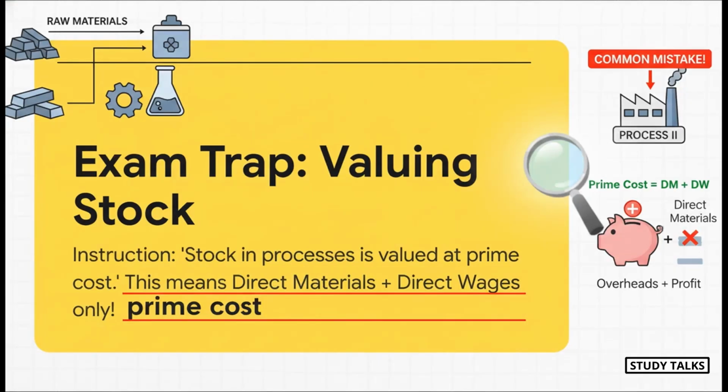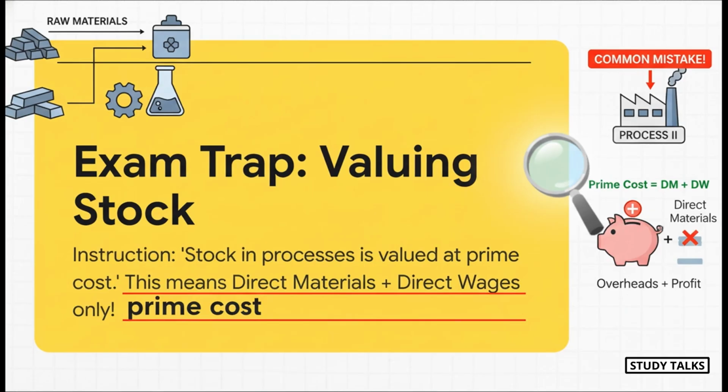Whoa, hold on. Another huge exam trap alert. Read that sentence carefully. Stock in processes is valued at prime cost. Prime cost? What's that? Direct materials plus direct wages. This little instruction is a game changer. It means our closing stock value of $4,500 in Process 2 is only made up of prime cost. It has 0 overheads and 0 profit in it.